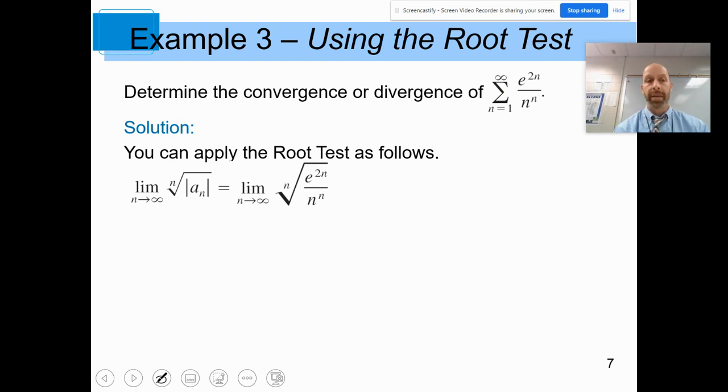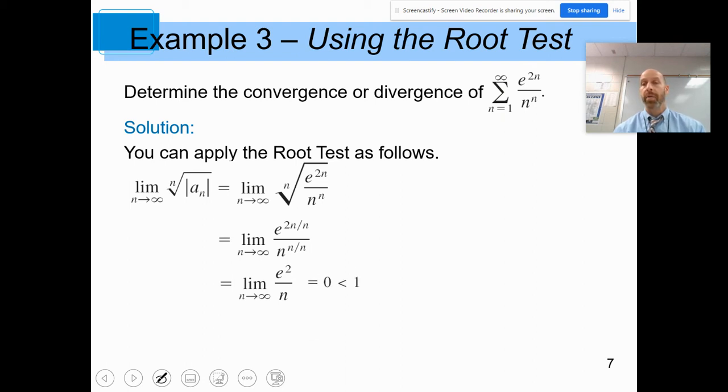We need to do the limit as n goes to infinity of the nth root of the absolute value of a sub n. Everything here is positive, so I don't have to worry about absolute value. So I'm just going to plug in the a sub n term into the radical. I'm doing the nth root of it, and guess what's going to happen then? Since we're doing the nth root, we're basically dividing the exponents by a factor of n. So that's going to give us the limit of e squared over n.